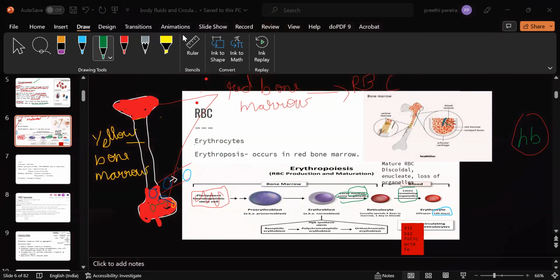Yes ma'am, now I understood. Did everybody understand? I think this chart explains very well. What will be there in the bone marrow?